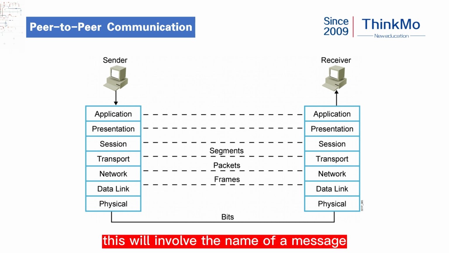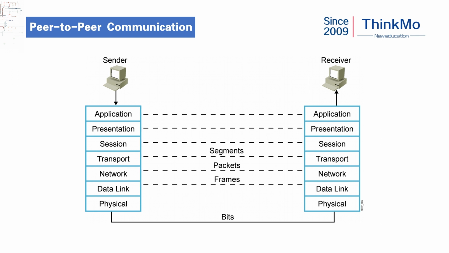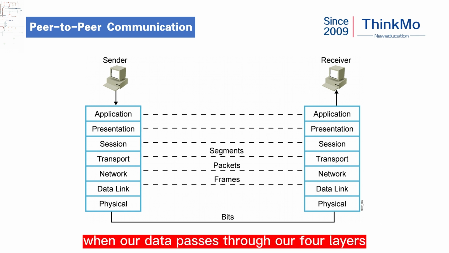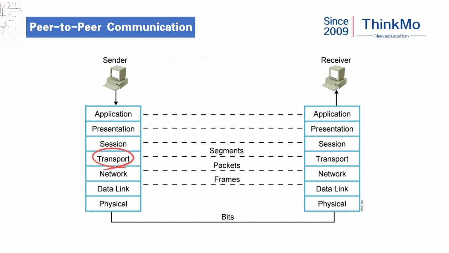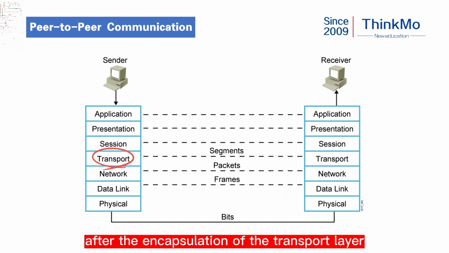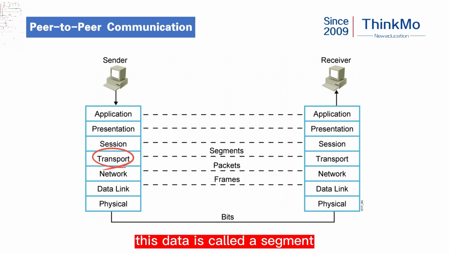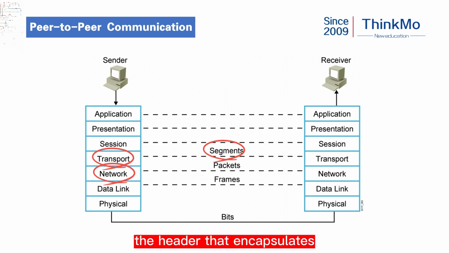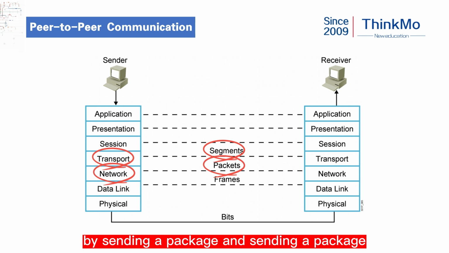This will involve the name of a message. What is the name of this message? We can take a look. First, for the sender, we won't talk about the 7th, 6th and 5th layers. When our data passes through the 4th layer, that is, after the encapsulation of the transport layer, this data is called a segment. At the 3rd layer, the header that is encapsulated is the network layer, and we call it a packet.